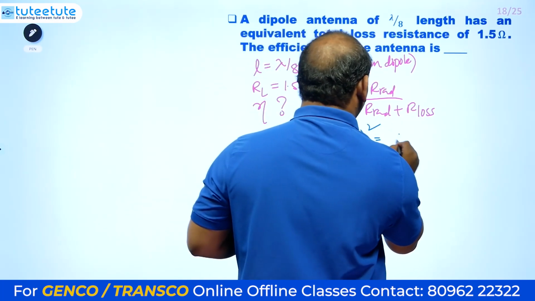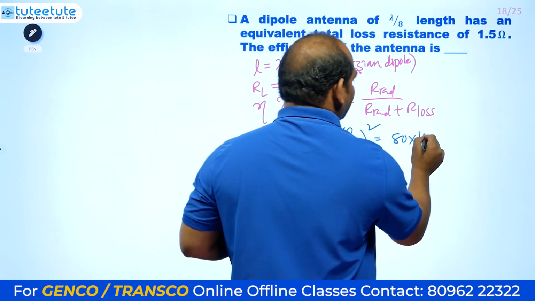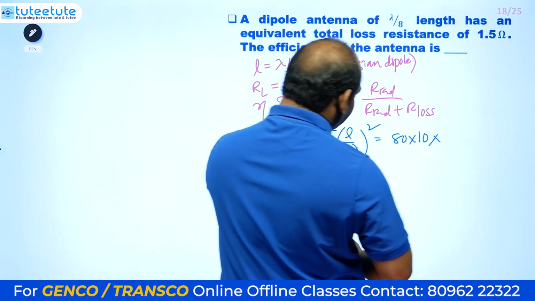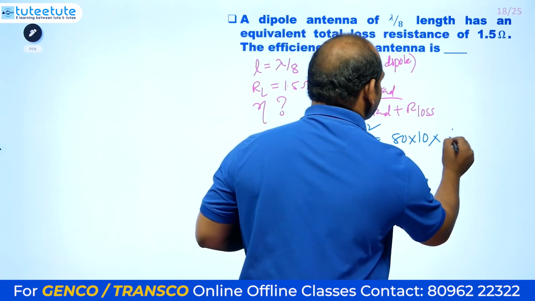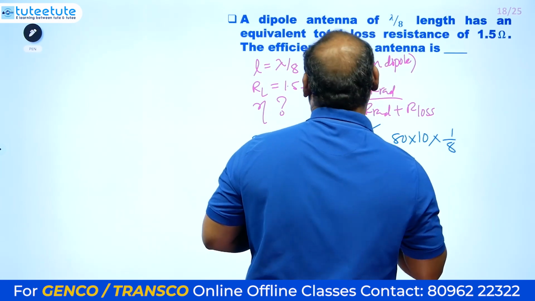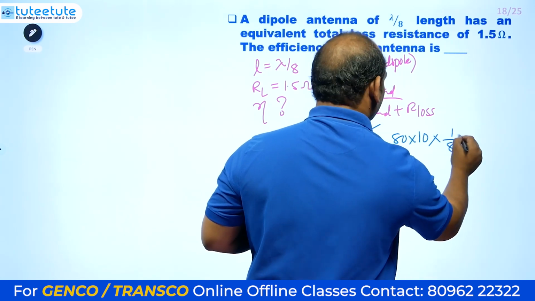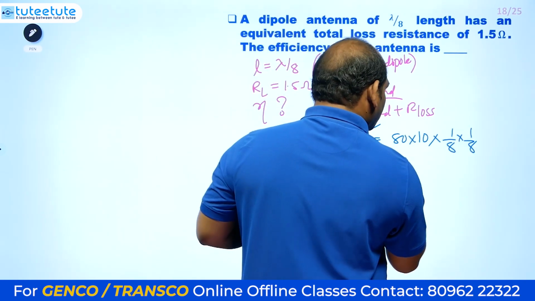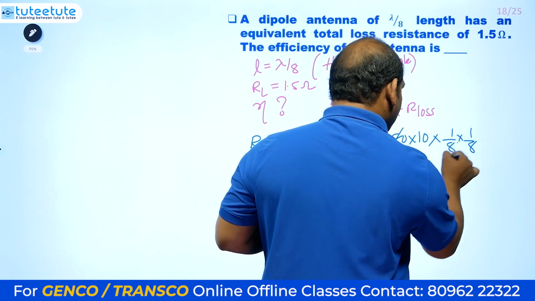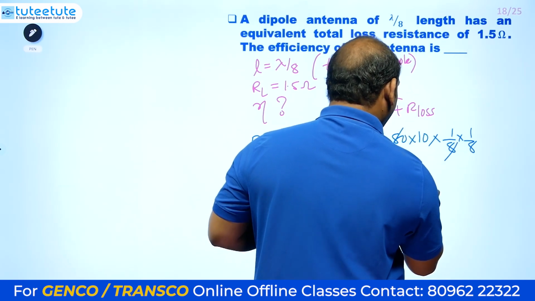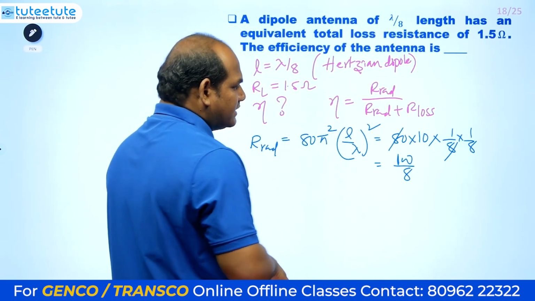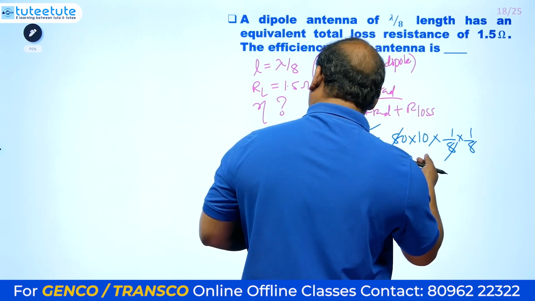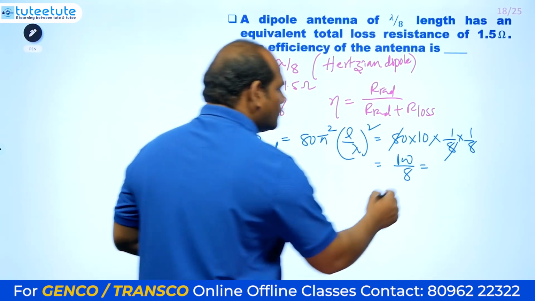So it is equal to 80 pi square, approximately, I am taking 10, and L by lambda. L is lambda by 8 and in the denominator again lambda is there. Lambda will be cancelled. We will get 1 by 8, and that is squared. So here 100 by 8 is there. We can take this radiation resistance as 100 by 8 ohms.